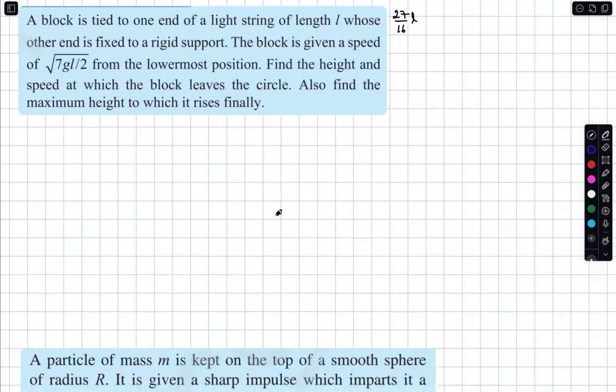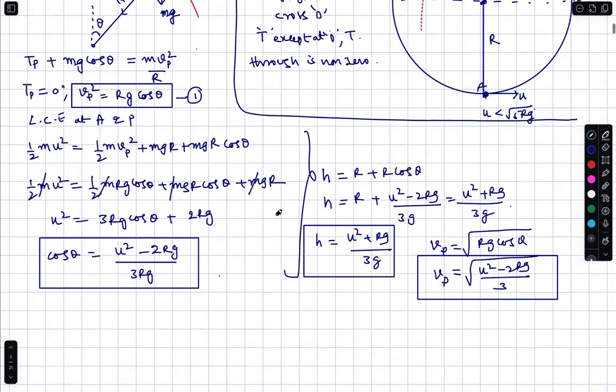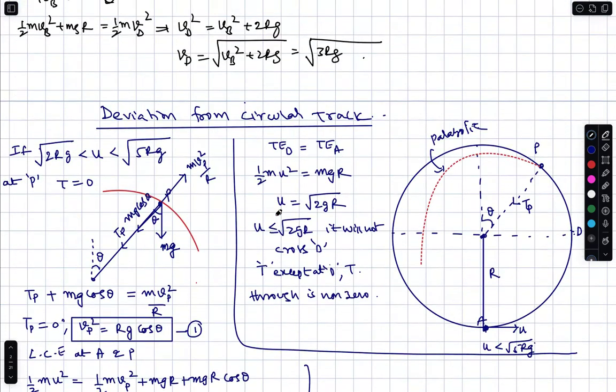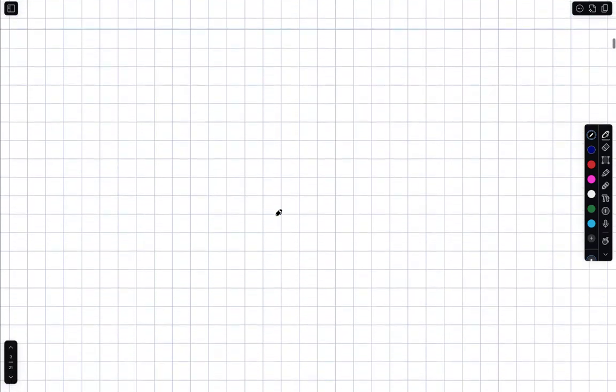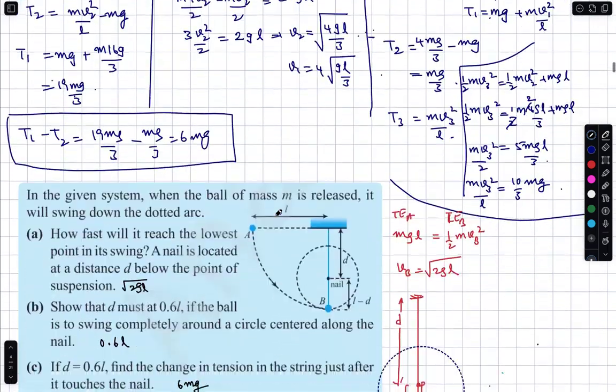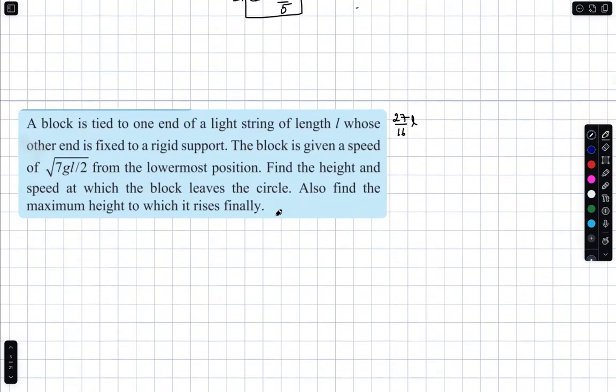A block is tied to one end of a light string whose length is L, whose other end is fixed to a rigid support. The block is given a speed of √(7gL/2). So it will cross that point, but it will not cross till the top point. Somewhere it will lose the tension and it will follow a parabolic path from the circle.